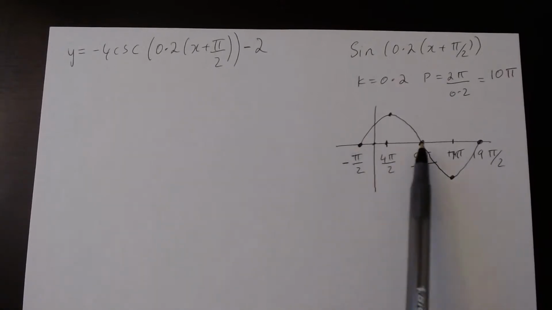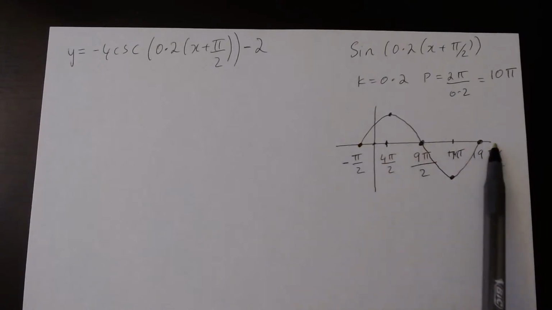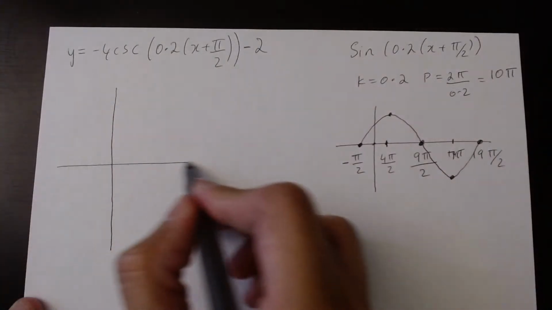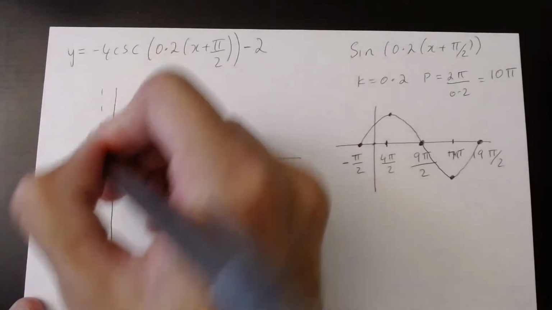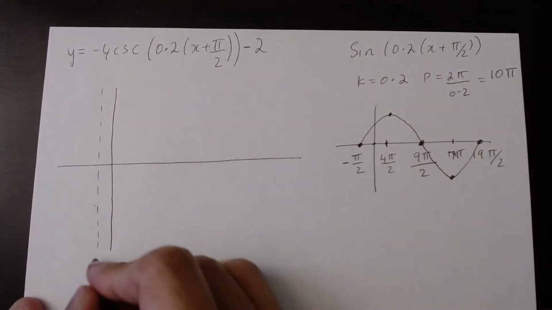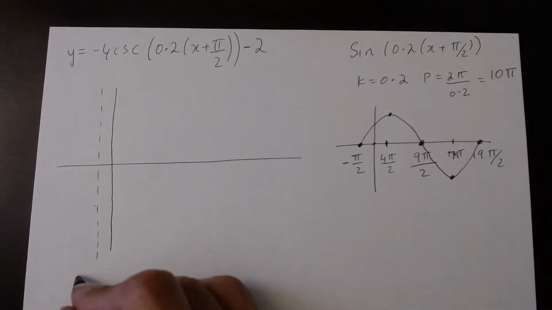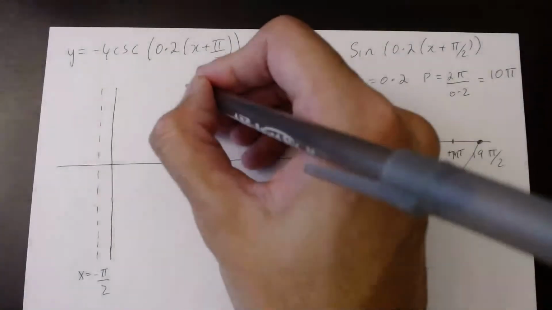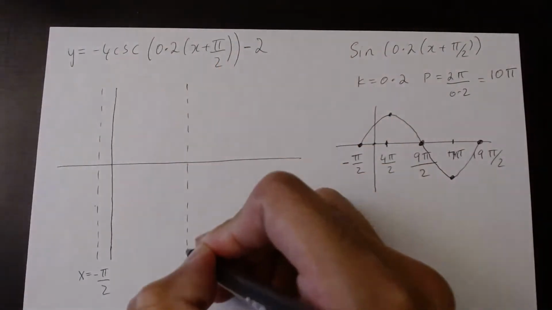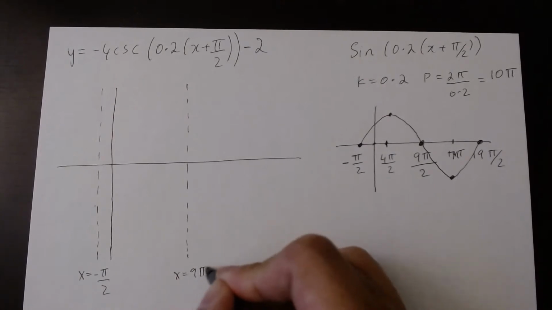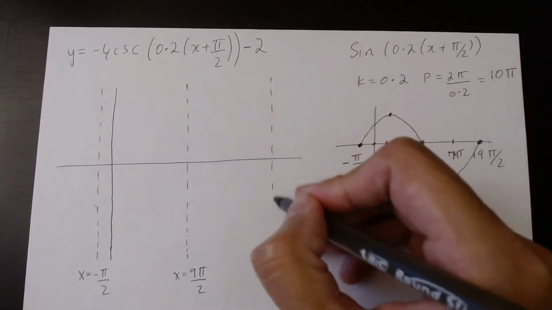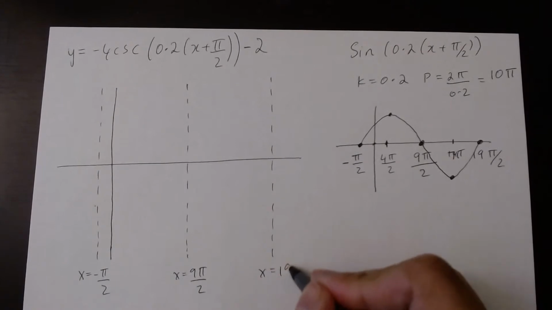I know I'm going to have my vertical asymptotes at my zeros, so I will draw those first. x equals negative pi over 2, x equals 9 pi over 2, and x equals 19 pi over 2.